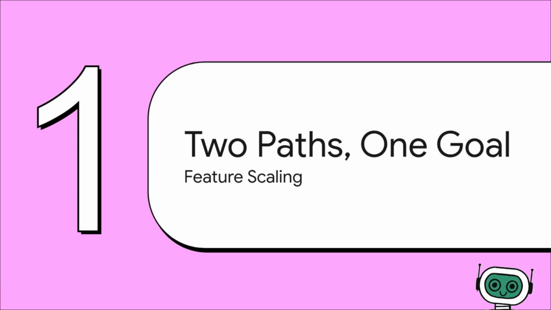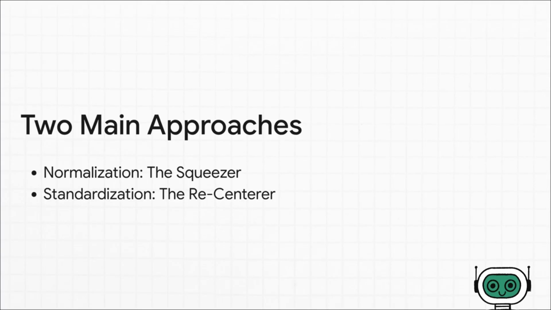Okay, so how do we do that? Well, there are two main ways to get this done. Two main paths to the same goal. To make this easy to remember, let's give them nicknames. First, we have normalization, which I like to call the squeezer. And then we have standardization, which we'll call the recenterer. One squishes, one recenters. Let's break down what that actually means.